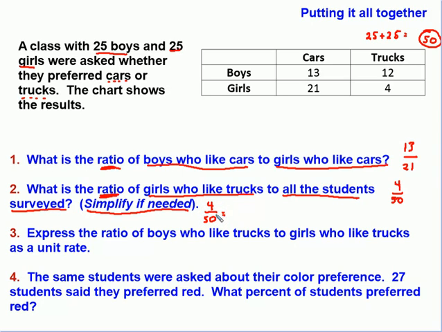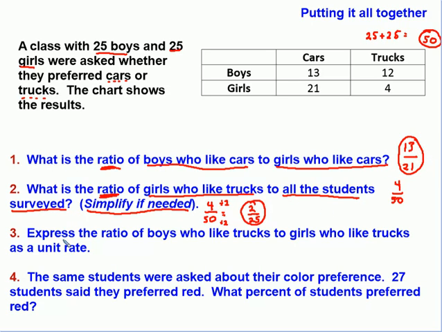Now 4 and 50 have a common factor, that is the number 2. So 4 divided by 2 is 2, and 50 divided by 2 is 25. Do 2 and 25 have a common factor? No, they don't. So we are as simplified as we're going to get. So our answer is 2 over 25, and we'll circle this answer too, because we always want to circle our answers.